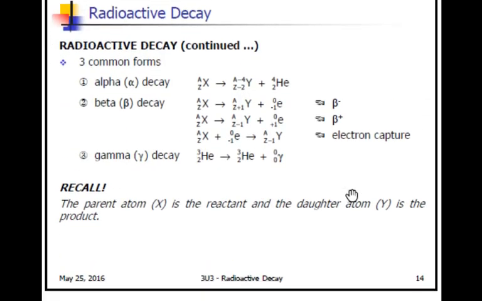So this is an important slide to copy down. The examples of alpha decay, beta decay, and gamma decay. Notice that there's 3 different types of beta decay, so there's 5 to know altogether. You may want to write this down and keep it with you when you write your assessments.